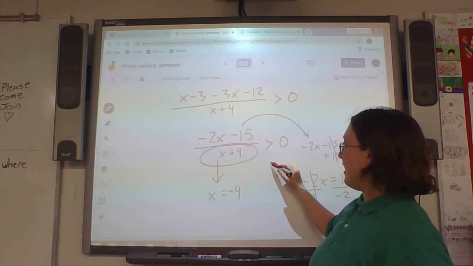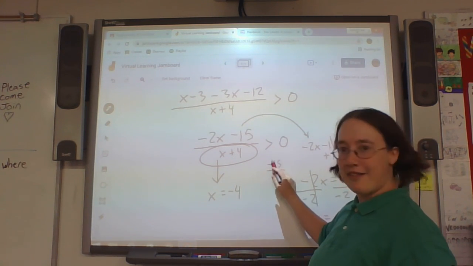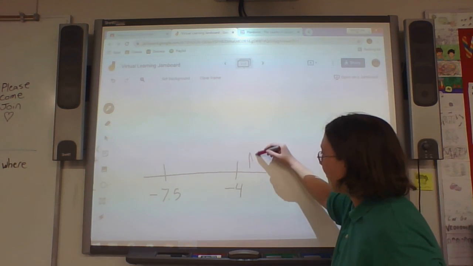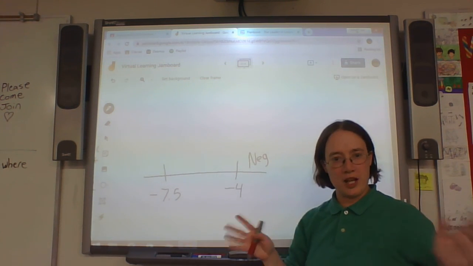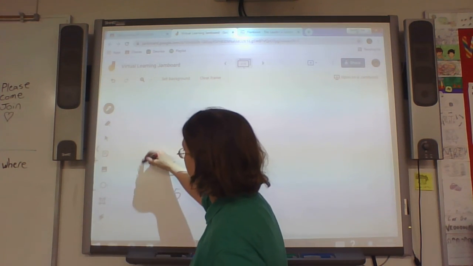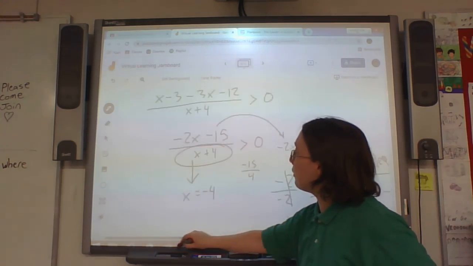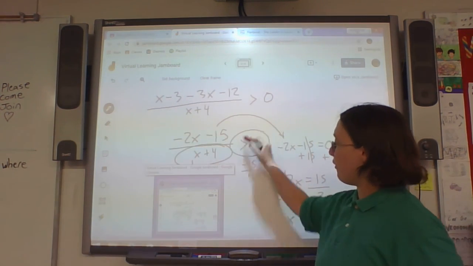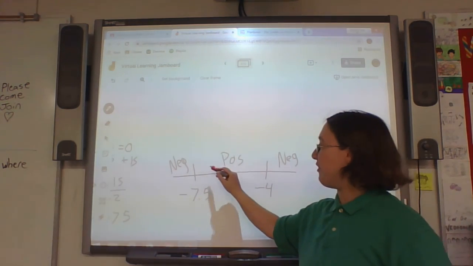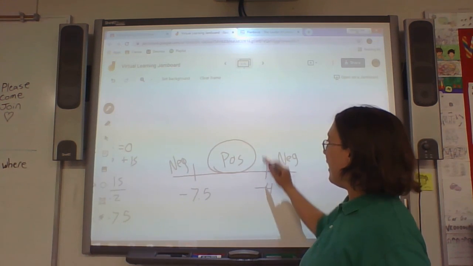0 minus 15 is negative 15. 0 plus 4 is 4. That's negative. So now we know that over here at 0, our graph is negative, which means that since we don't have any of those double root things going on, we've got negative, positive, negative. And then what we were looking for was where our graph was greater than 0, also known as where our graph is positive. So we're looking for this section of our graph, so between negative 7.5 and negative 4.